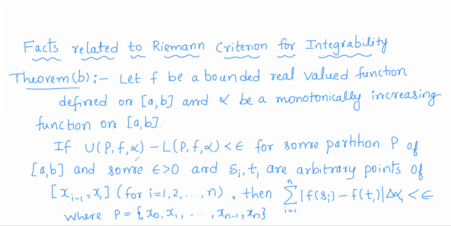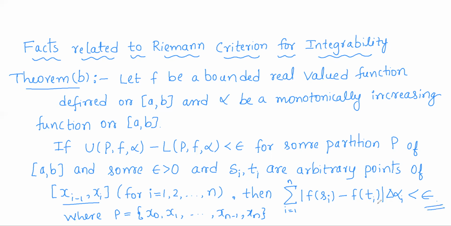If U(P, f, alpha) minus L(P, f, alpha) is less than epsilon for some partition P with respect to some epsilon positive, and si and ti are any arbitrary points of the closed interval [x_{i-1}, x_i], then we have to prove summation |f(si) minus f(ti)| delta alpha i is less than epsilon. So this is what we have to prove.